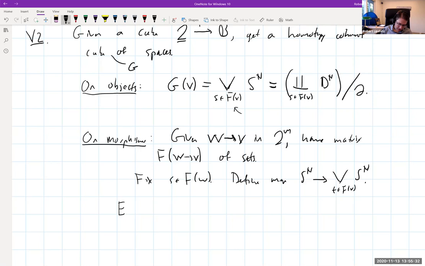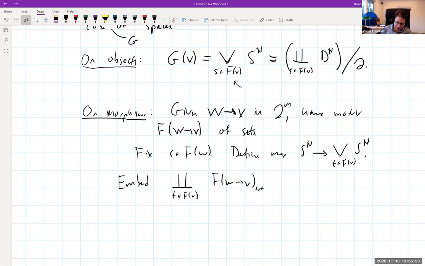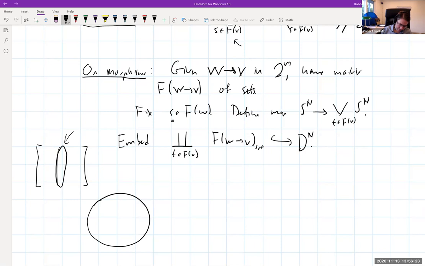Embed the disjoint union over T in F of V of F of W to V, S T. That is, this is the column of our matrix of sets, and I'm embedding the disjoint union of this column into D^N. Okay, so I embed the whole column corresponding to the matrix entry that we're looking at, the S that we're looking at, into D^N. Okay, so here's my D^N, and I've embedded that whole column into D^N.